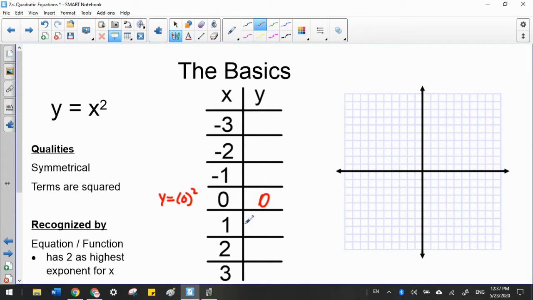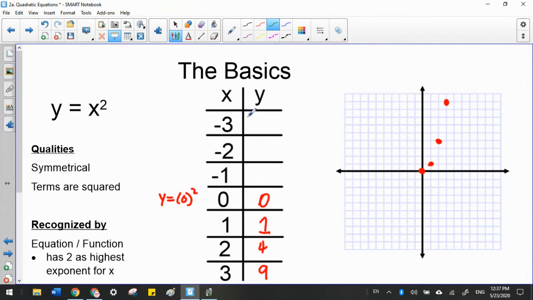So y is equal to 0. If I stick 1 in there, I'll get a 1. If I stick 2 in there, I'll get a 4. If I stick a 3 in there, I'll get a 9. And with that, we now have 4 points. And now we're going to try to find the 3 points to the left of these 4 points over here.